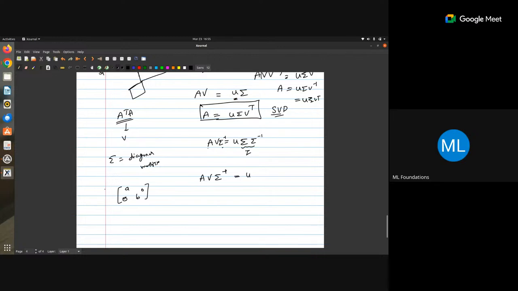If this is a diagonal matrix, in that case, what will be the inverse of it? It will be the same. Correct, right? Yes. So this will become this only. Is it correct or no? Yes. Everybody, is this making sense until this point? Yes, sir. Okay, I'm assuming that everybody is understanding this point. So A V sigma inverse is equal to U.